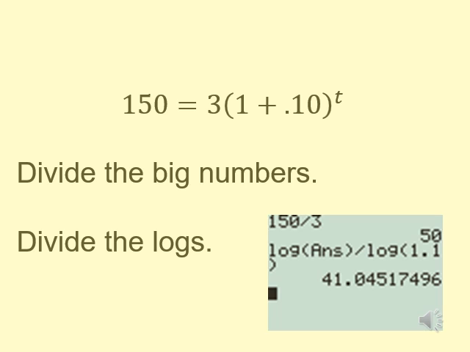The steps we did there are basically what you would do on any problem like this. You basically divide the big numbers, and then you divide the logs of those numbers. So, 150 divided by 3, log of that, divided by log of the parentheses.